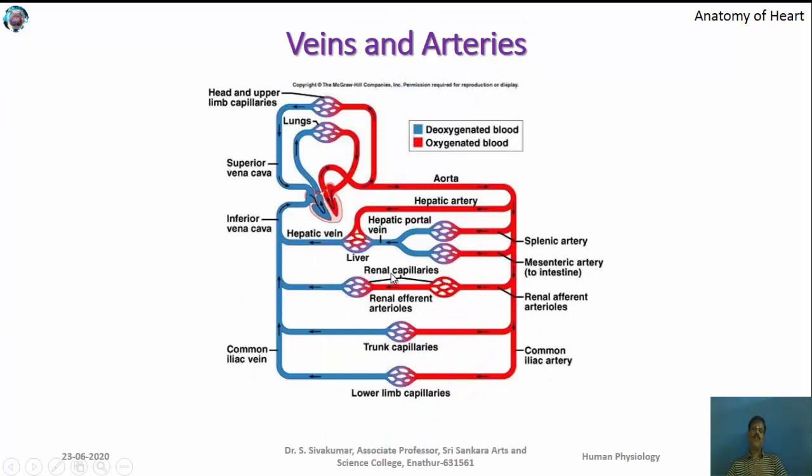Then the veins and arteries play a vital role in the circulatory system. An artery carries blood away from the heart. A vein carries blood towards the heart.